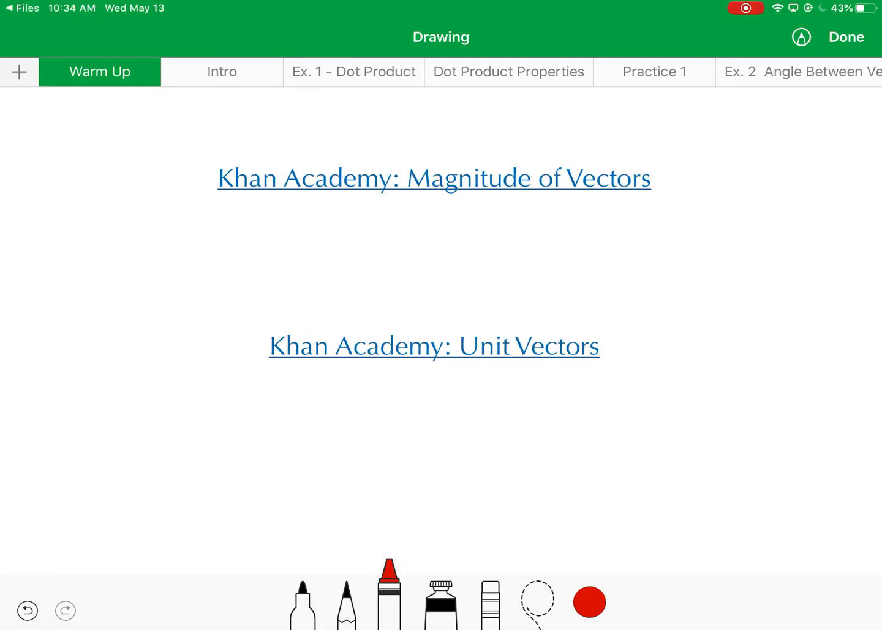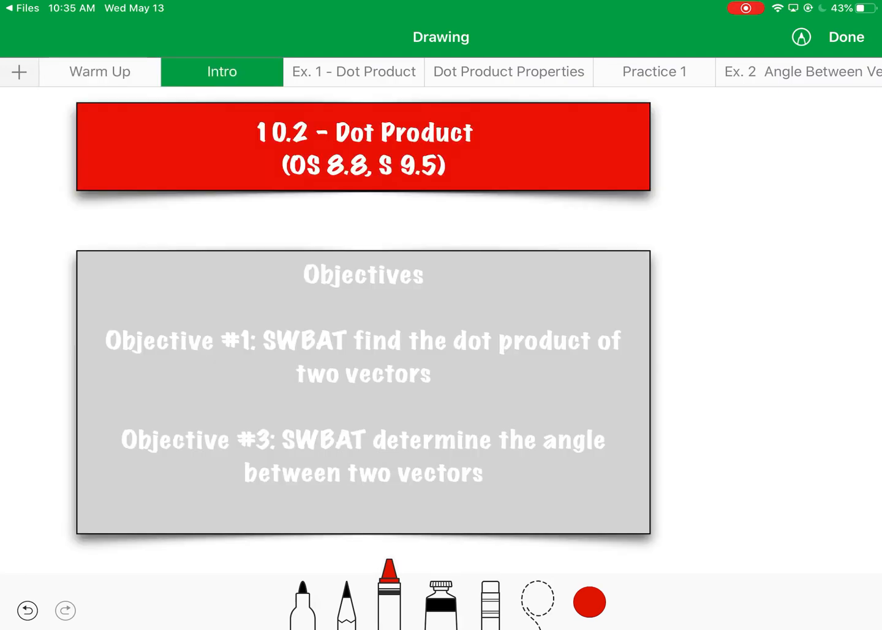Hey everyone, today we are going to start section 2 of our unit on vectors, and I want to draw your attention to the warm-up here. Notice you've got a couple Khan Academy activities that you could use for a little bit more practice on finding the magnitude of a vector as well as finding a unit vector. So use those if you think necessary, okay?